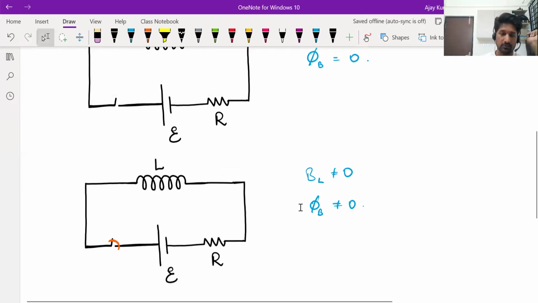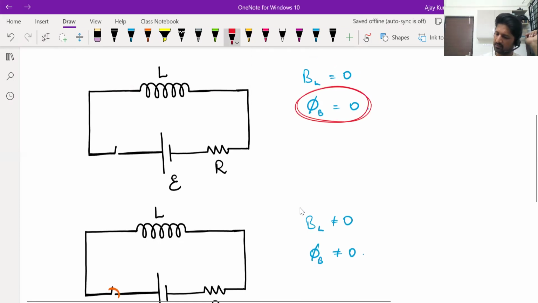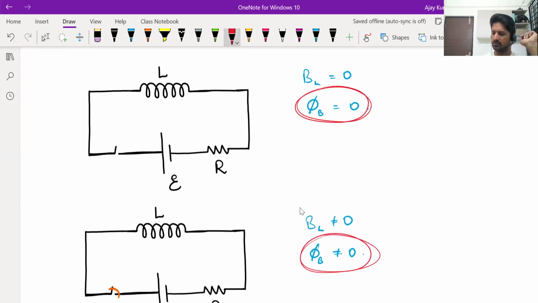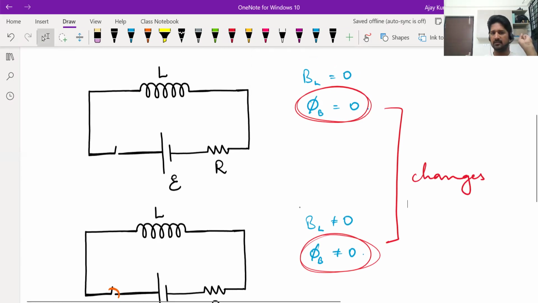Now see, earlier when the switch was open, the flux was 0. When the switch is closed, the flux becomes non-zero, meaning the flux changes. Okay, flux in that inductor changes. Now you all tell me, when flux through a coil changes, what happens generally? Sir, will an induced EMF be produced? Correct. Okay, an induced EMF gets generated.